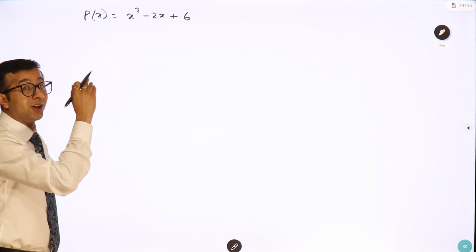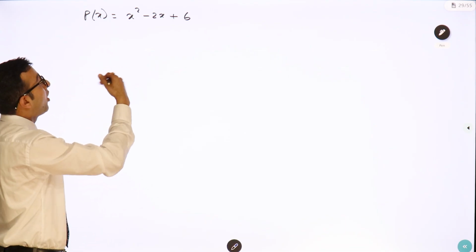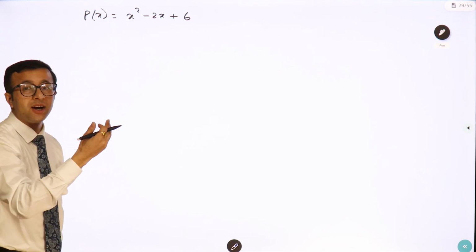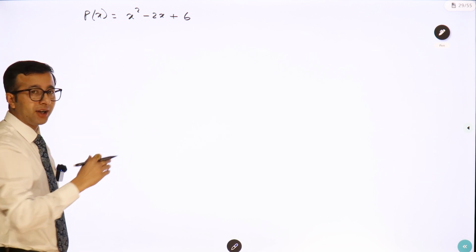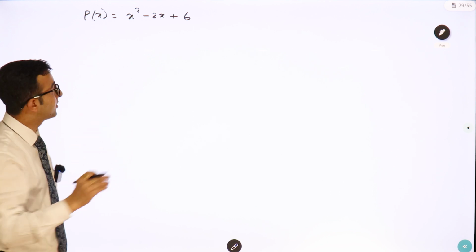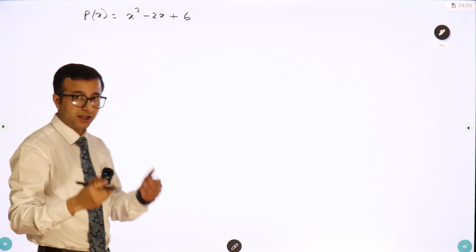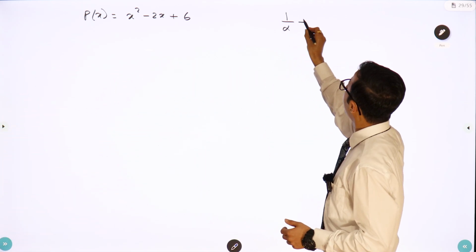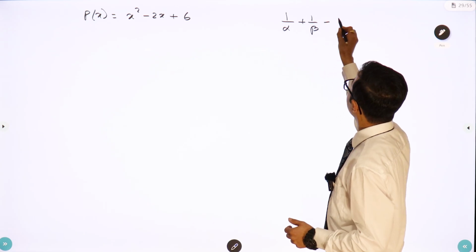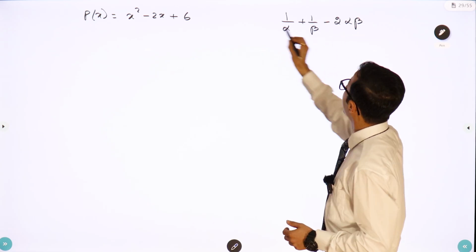So here we will see first whether we can obtain the value of alpha and beta or not. That is for sure, by factorization we cannot get it. So what to do in this case? But the question they have already given us. We'll solve one of the problems: 1 by alpha plus 1 by beta minus 2 alpha beta. We will solve this one.